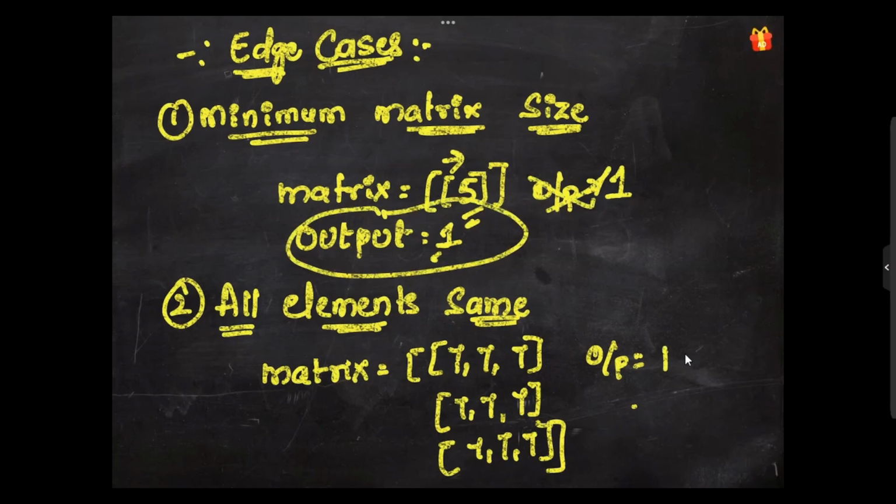The second edge case will be all elements same. Well, all the elements are same, so the output will be 1 as well here. Every number is same, so there is no increasing path at all, right? Every element is same, so if you start from anywhere and move anywhere, the output will be 1 in this case.